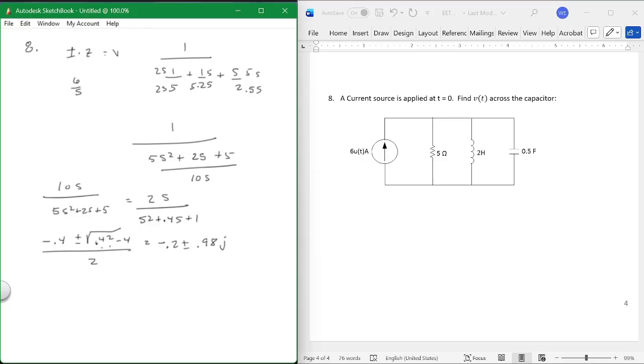So now you've got what? That's your z. So now you've got 6 over s times this, and you expand that.